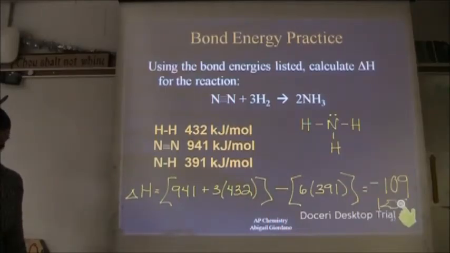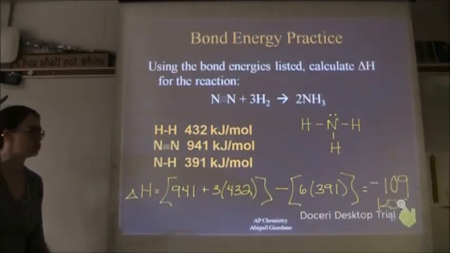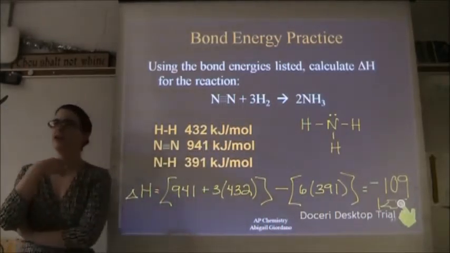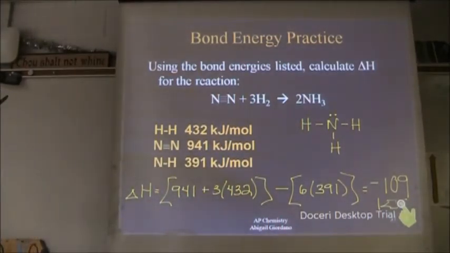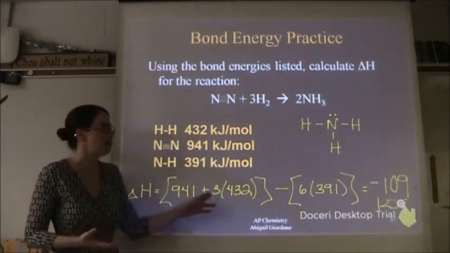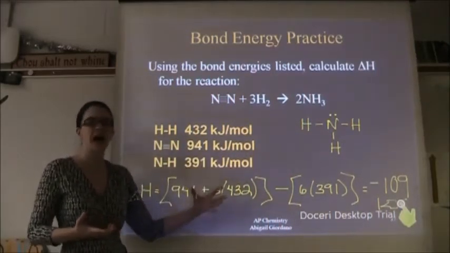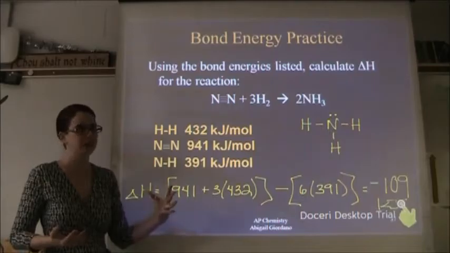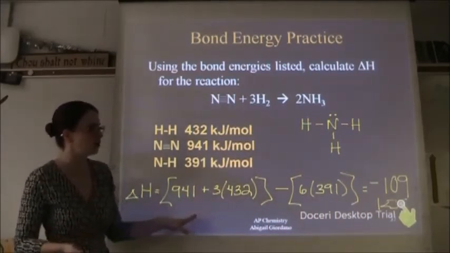Okay, 2 questions for you. How come my answer is in kilojoules when everything given to me was in kilojoules per mole? What happened to the per mole? I multiplied times the what? Yeah, the coefficients. Multiplying times coefficients is essentially multiplying these times a number of moles. The unit moles cancels out.